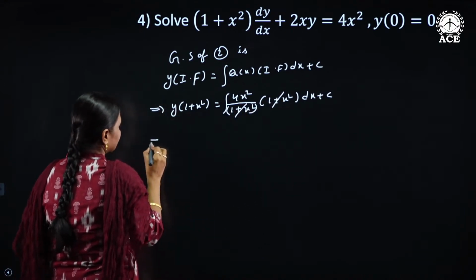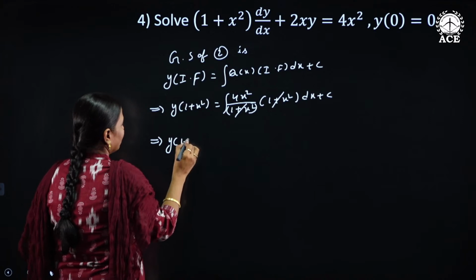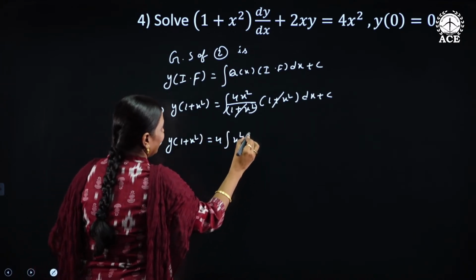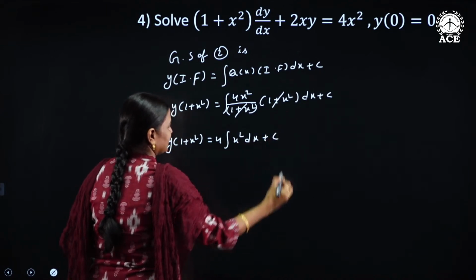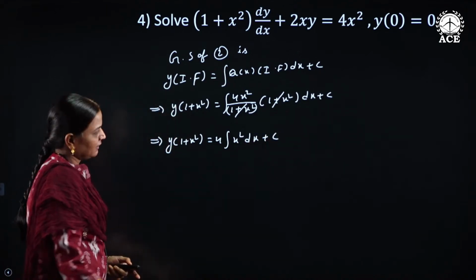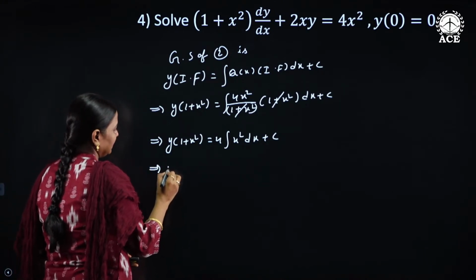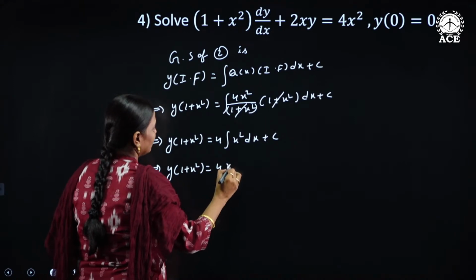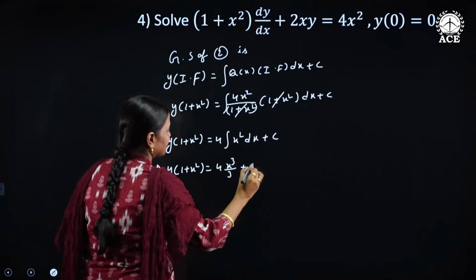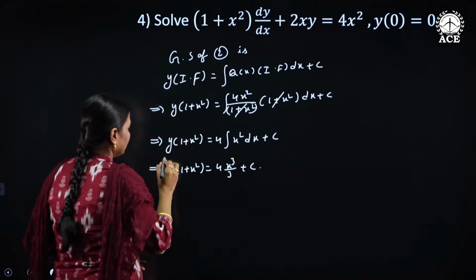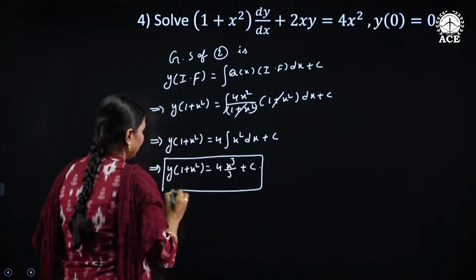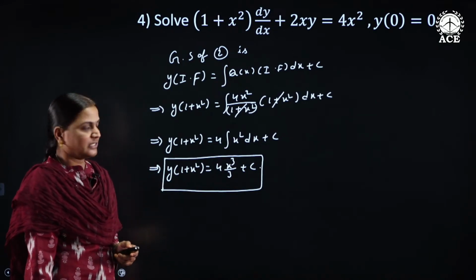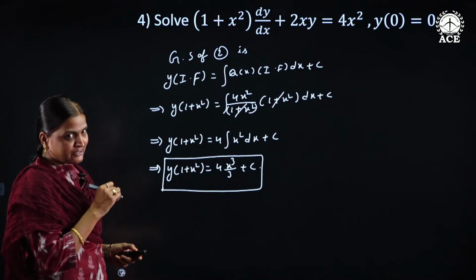So how to write this solution? y into 1 plus x square is equal to 4 into integration of x square dx plus c. What is the integration of x square? x cube by 3. So y into 1 plus x square is equal to 4 into x cube by 3 plus c, which is the required general solution of the given differential equation. This is the procedure and this is the general solution.